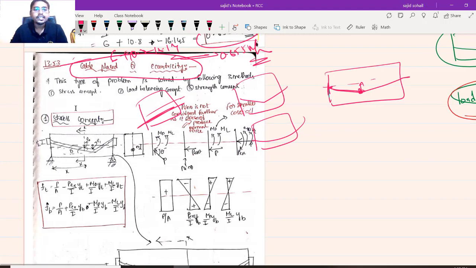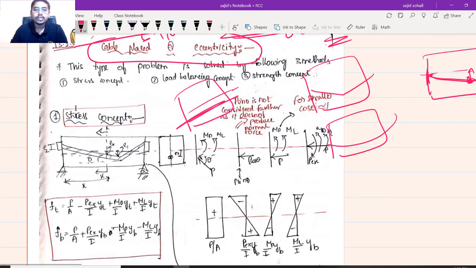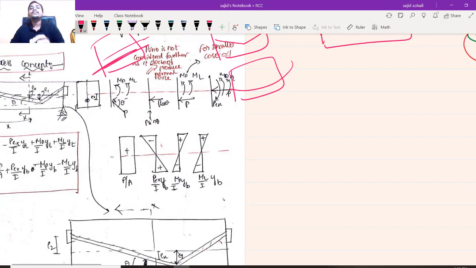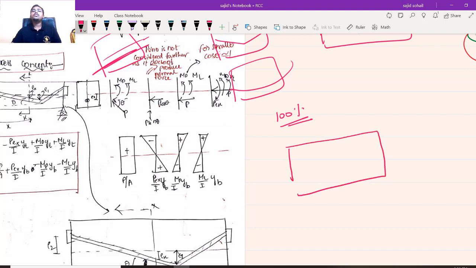Now let us see the stress concept. Stress concept is very simple, but this is not 100% exact. It will not give a 100% exact answer. Let me make it very clear. It is very simple, just like what you have solved in the last module. Same formula. There will be nothing changed.